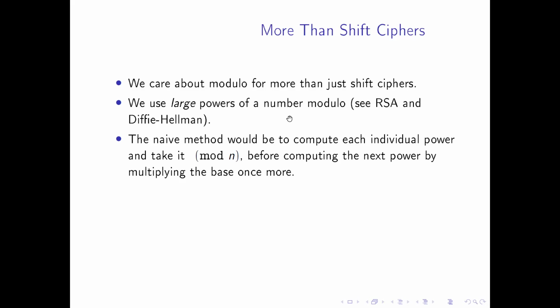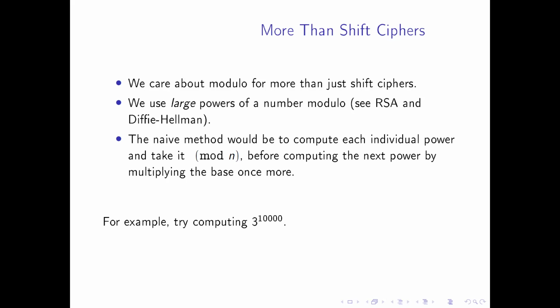Now, the naive method, if I ask you to compute something to a power, is you compute that thing to the power and then you take it mod n afterwards. You do the exponent and then you do mod n. That's how most of us think about doing these sorts of things. That is flawed, and here's why. I want you to try computing 3 to the 10,000th power.